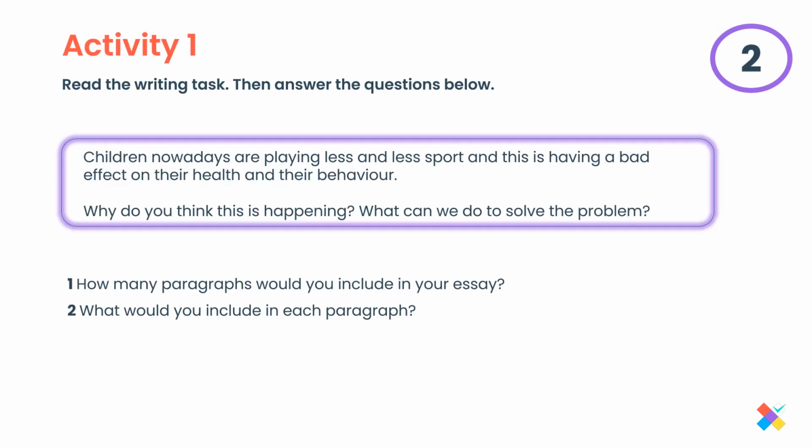Here is a question, and of course, after you read the writing task, you need to answer two questions below. Now, as you can see, it's easy to identify the parts of the questions, the part that asks us to identify the problem and then to generate solutions. So we have, why do you think this is happening? So the reasons. And what can we do to solve it? The solution. Okay, so you have two questions. This means that you need to answer both of them.